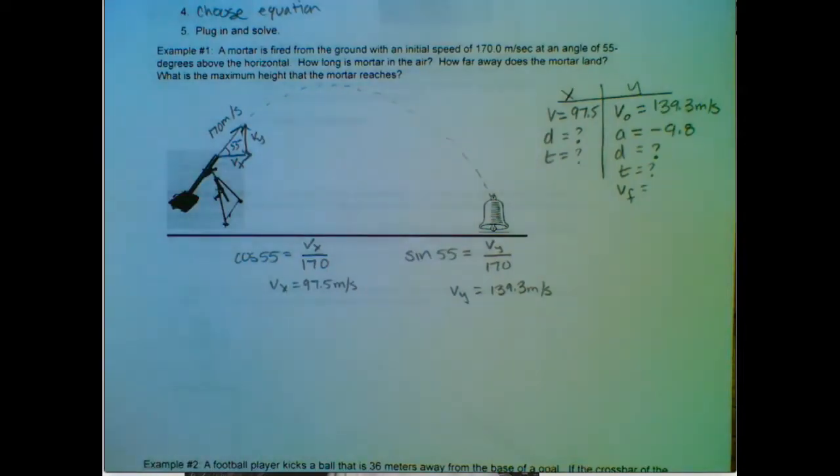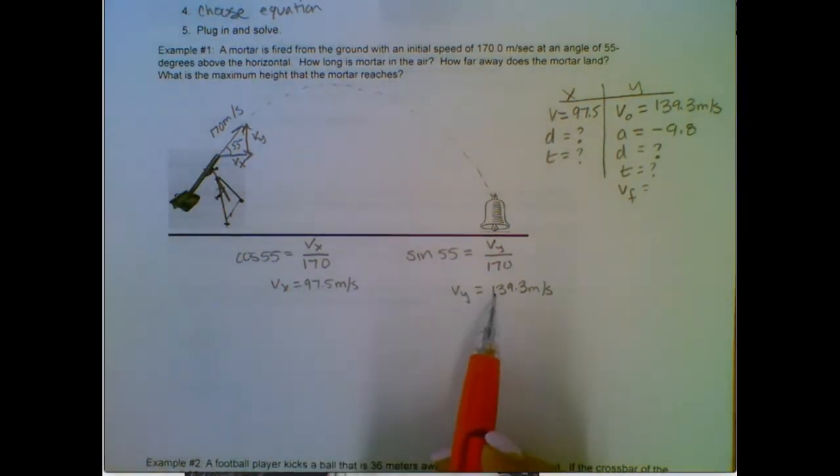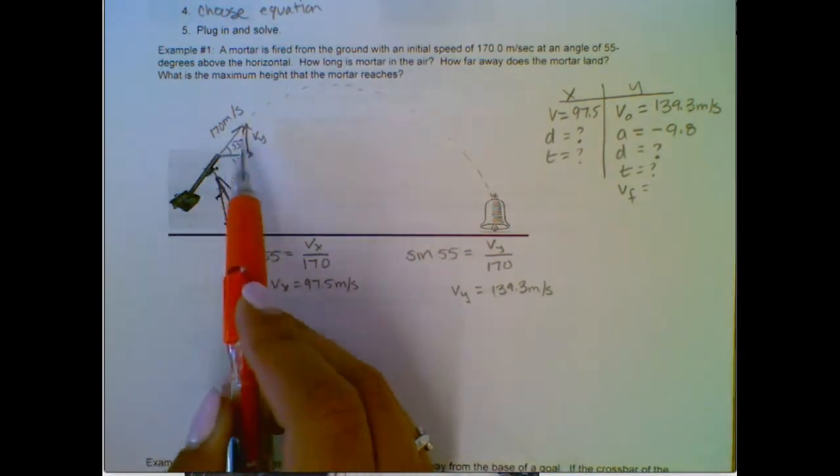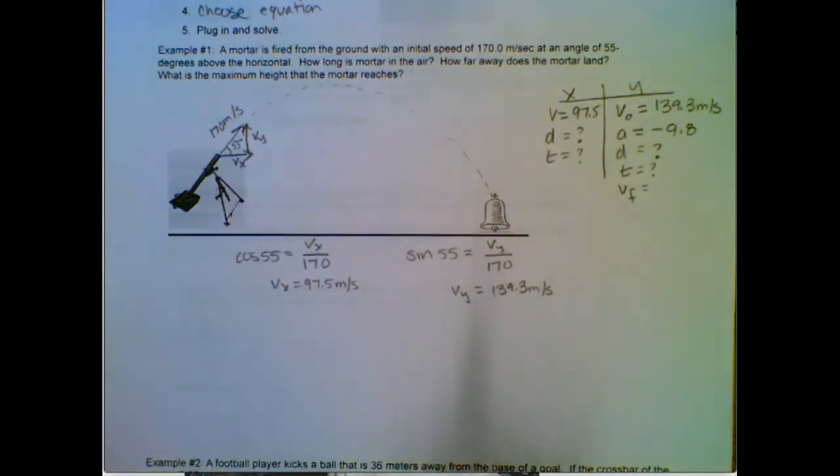Okay, so we are going to continue this example. Again, this is Unit 2, Lecture 2, Part 2. We're talking about angled projectiles. So we've just found our initial velocities in both directions, the x and the y, by using trig functions to break down the hypotenuse of the initial velocity.